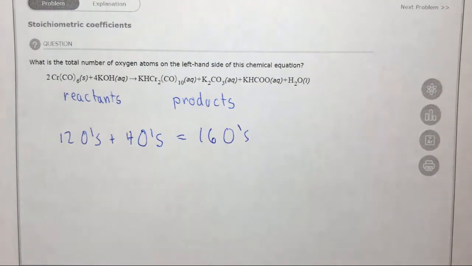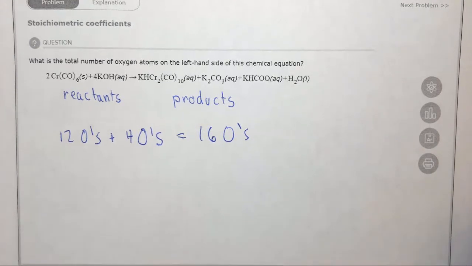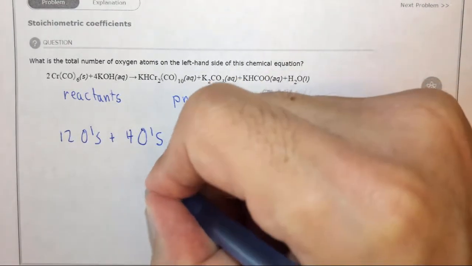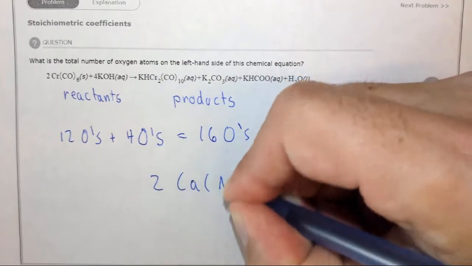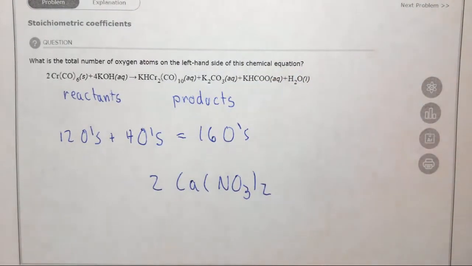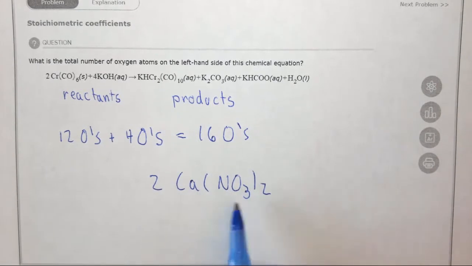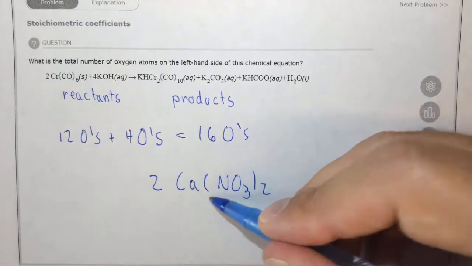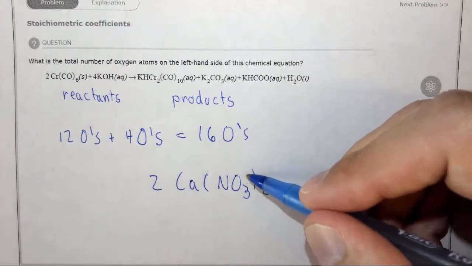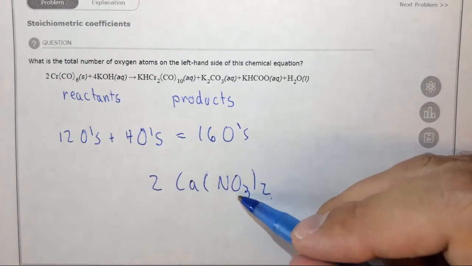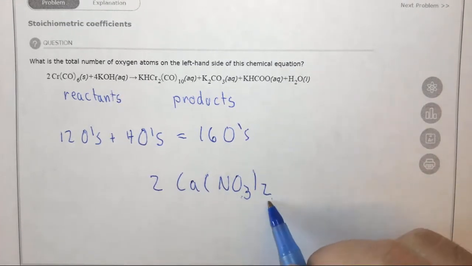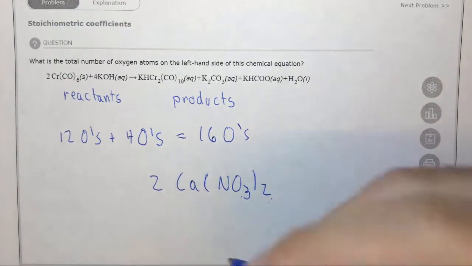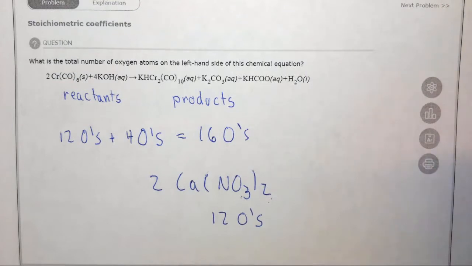Although it's not shown in this particular question, I do want to show one other thing. Let's say, for example, we had 2 calcium nitrates. So we have 2 Ca(NO3)2. Each calcium nitrate contains 6 oxygens because it contains 2 nitrates. Nitrate is in parentheses and there's 2 of them. Each nitrate contains 3 oxygens, so 2 of them contains 6 oxygens. If we have 2 calcium nitrates, this has a total of 12 oxygens.